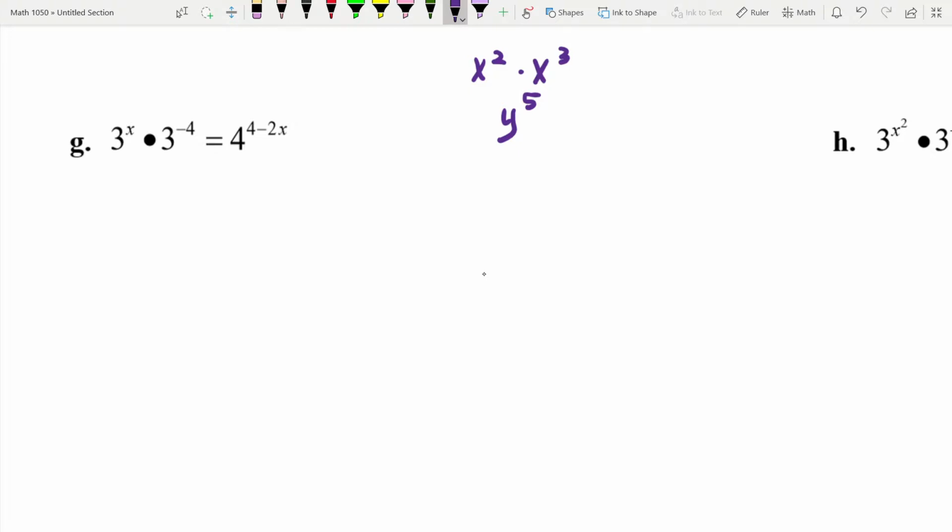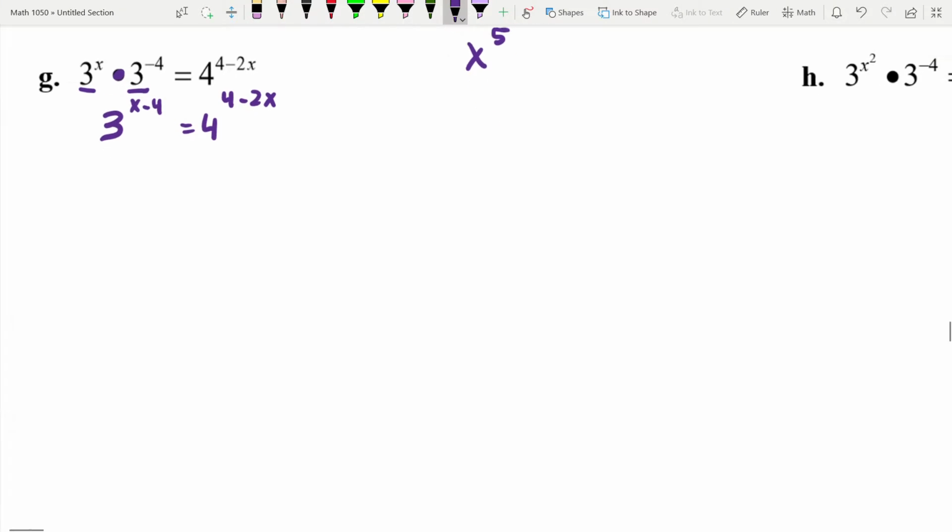So look at this. My base is a 3, my base is a 3, and I'm multiplying. So apply this rule. You would never change the x to a y. So you would never change the 3 to a 9. It's still just a 3. Then what do you do to those exponents? You add them, which in this case means just put them together. 3 to the x minus 4 is equal to 4 raised to the 4 minus 2x. Now hang on tight. Look at it.